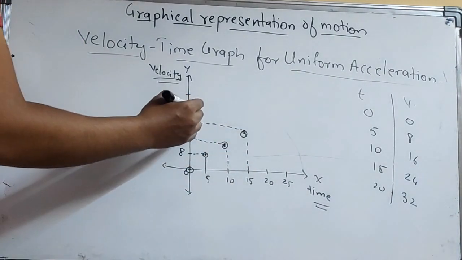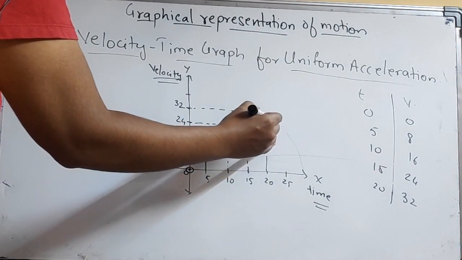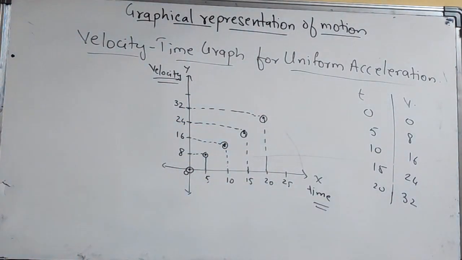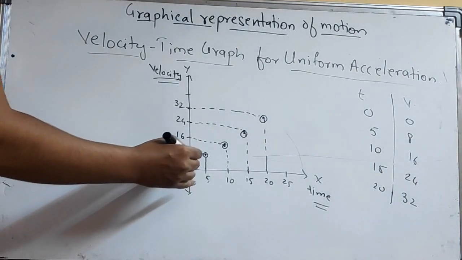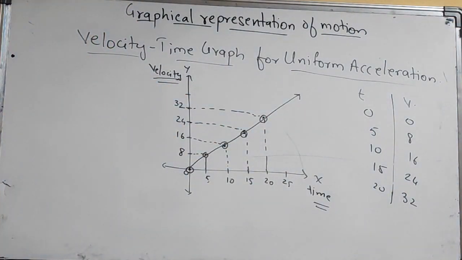And after 20 seconds, it is 32 meters per second. Now, if you join all these points, you will notice that you get a straight line. The straight line means that this object is having a uniform acceleration. Now, using this graph, we can find out the distance covered by the object.